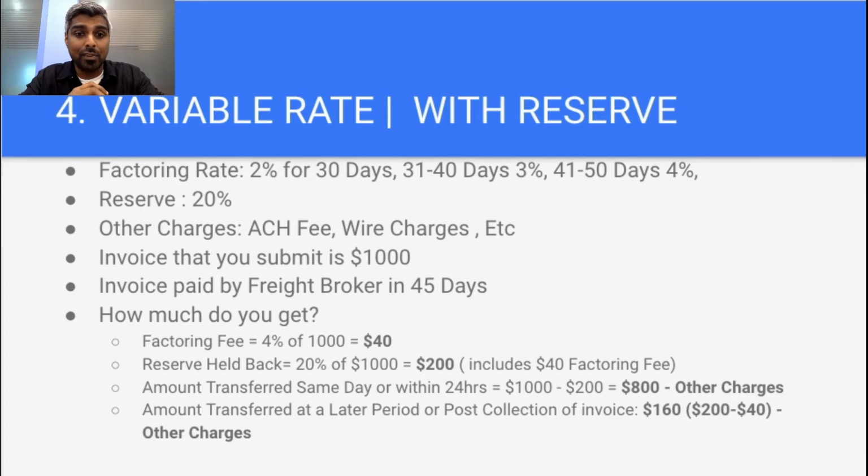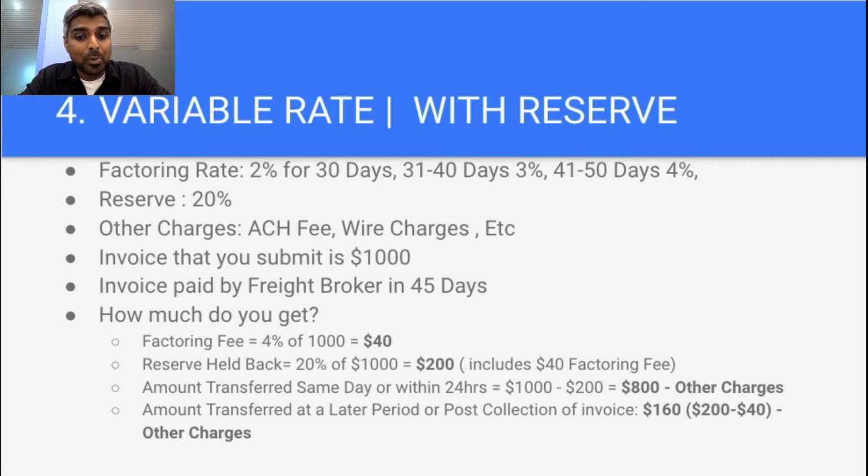And there is a reserve of 20% because they also don't know how much to charge you as the factoring fee unless the invoice gets paid. Right. So now, the same way, we submit a $1,000 invoice, and the invoice gets paid in 45 days. Now it's a slab based program, so we know that, since the invoice is paid in 45 days, the slab that I have is 4%. 4% is my factoring fee. So the factoring fee would be 4% of your $1,000. That is $40 as the factoring fee.